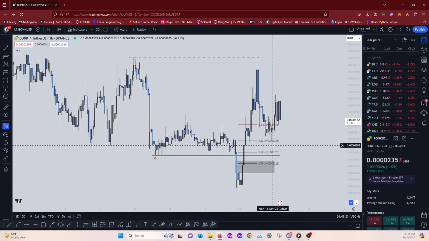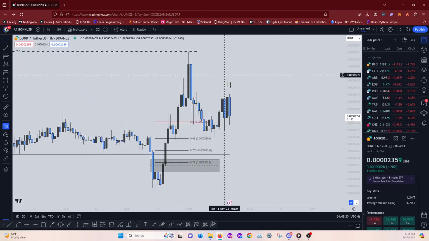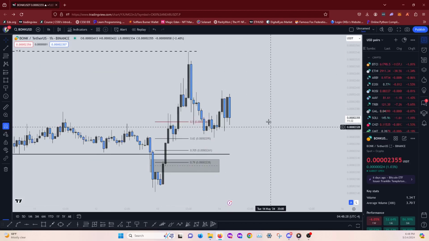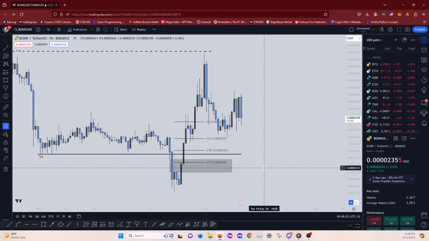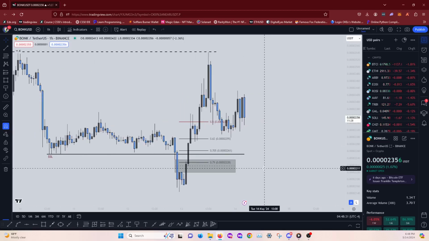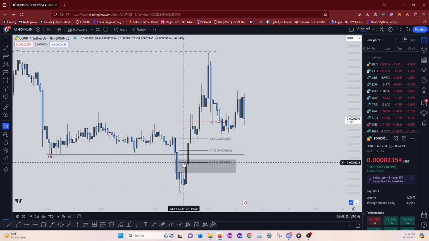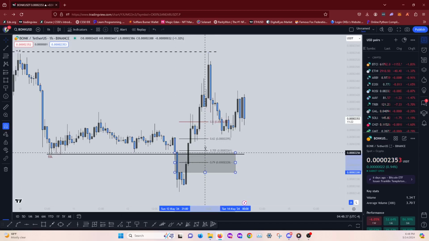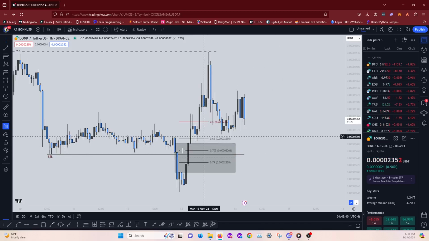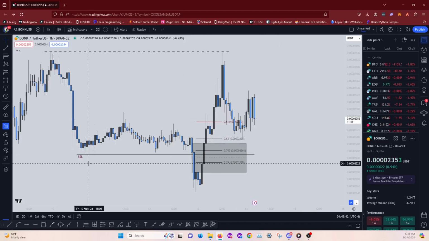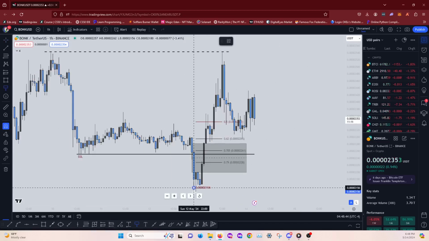So we don't want to be buyers up here. We want to be buyers in a discount. If you were considering a long, I would consider the long within this fair value gap retest and the inverse as well. I'd be keeping your stop very tight though, below this low.